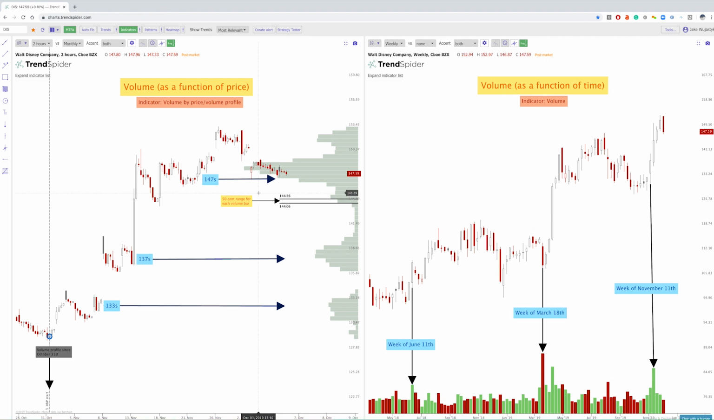So on the left-hand side, we have the 2-hour chart of Disney, and what we can see here is the volume bars are on the right-hand side, and what each one of these volume bars represents is the amount of shares holding at that particular price range. In this case, the width of this volume bar is 50 cents, and we know that because the top of the volume bar is 144.56 and the bottom is 144.06, so this particular volume bar is measuring that 50-cent increment.